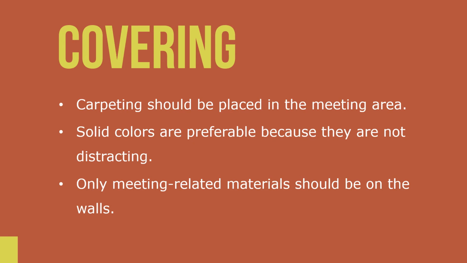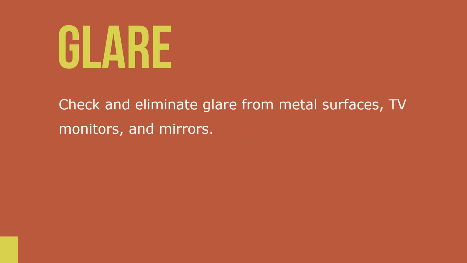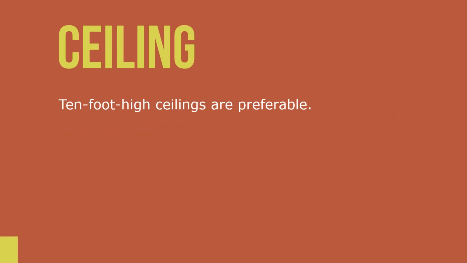Wall and floor covering. Carpeting should be placed in the meeting area. Solid colors are preferable because they're not distracting. Only meeting-related materials should be on the walls. Chairs. Chairs should have wheels, swivels, and backs that provide support for the lower lumbar region. Glare. Check and eliminate glare from metal surfaces, TV monitors, and mirrors. Ceilings. 10-foot-high ceilings are preferable.